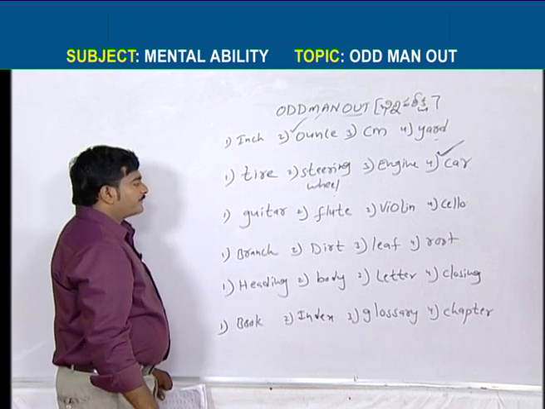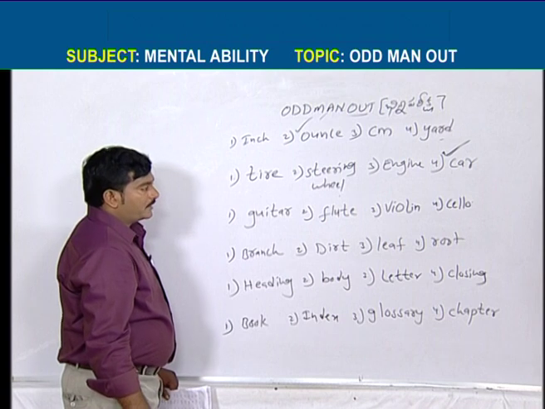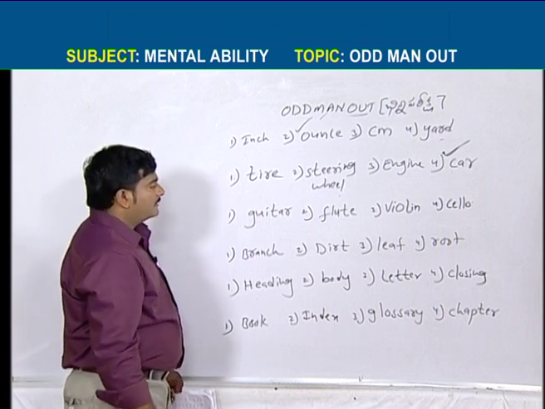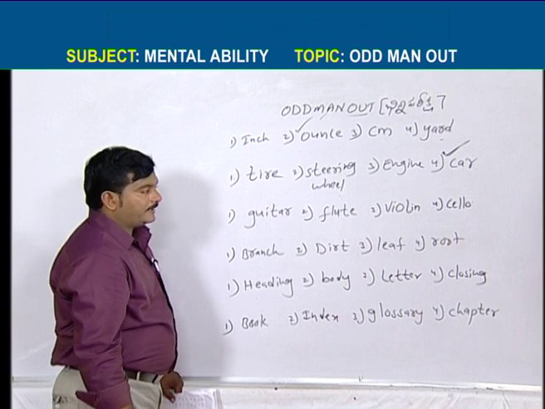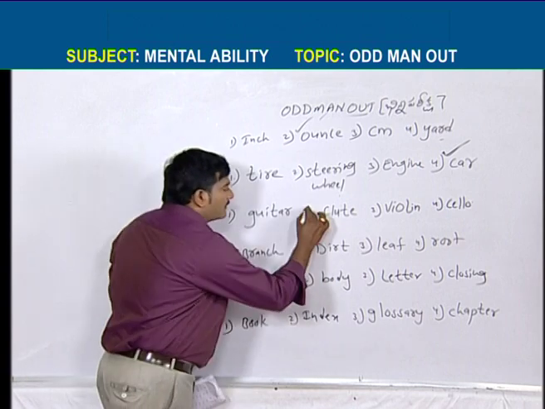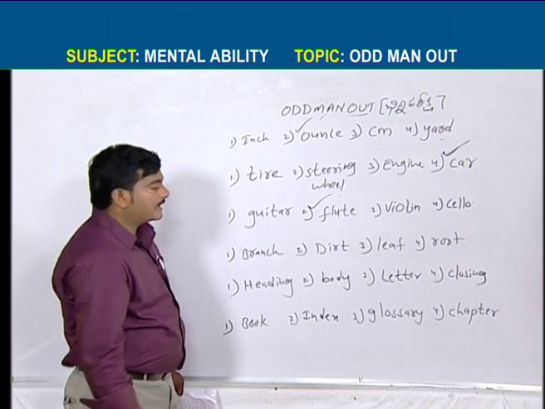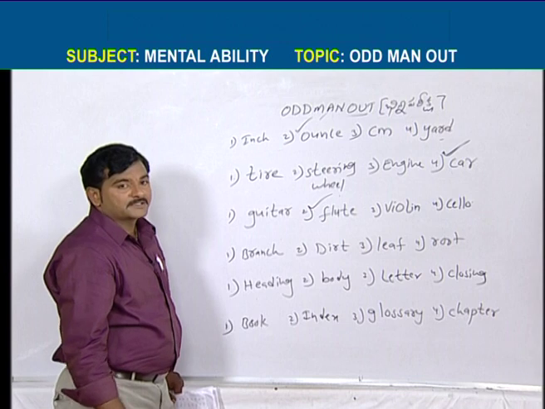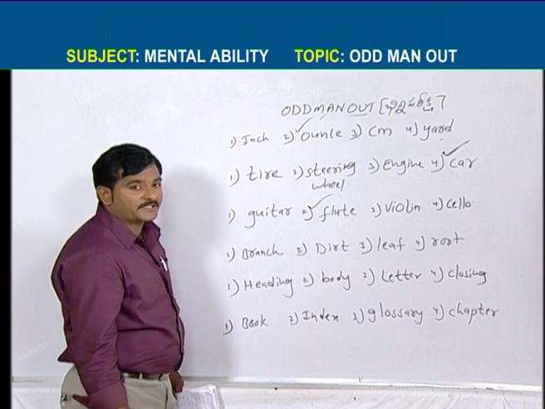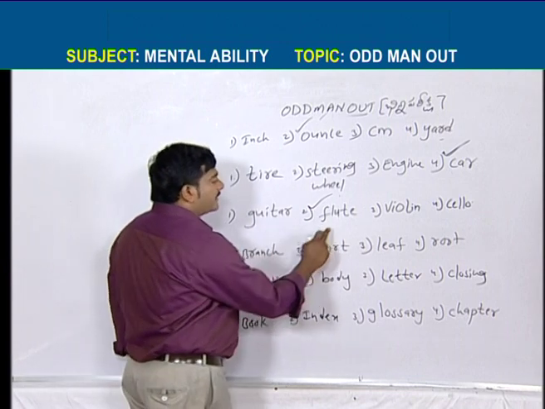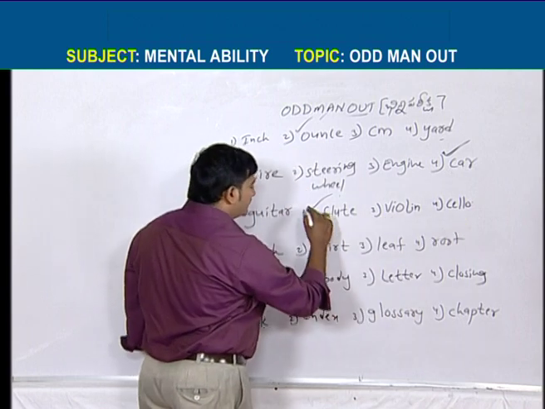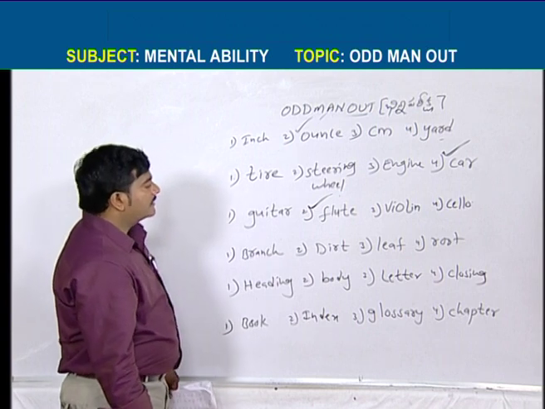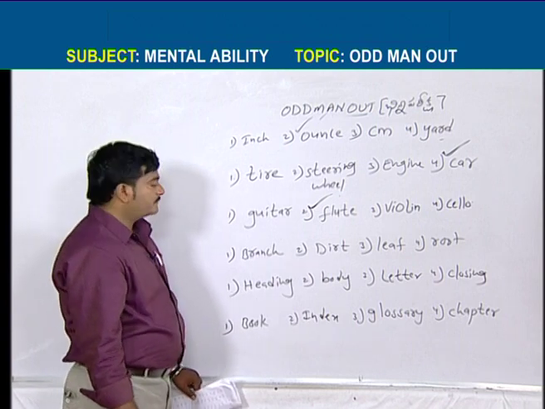Now observe here: guitar, flute, violin, cello. I repeat, guitar, flute, violin, cello. It's very clear. What is your answer? Flute, because the remaining are stringed instruments. String is required, string is required, string is required, whereas here it's not a stringed instrument. That's why the answer is the second option.